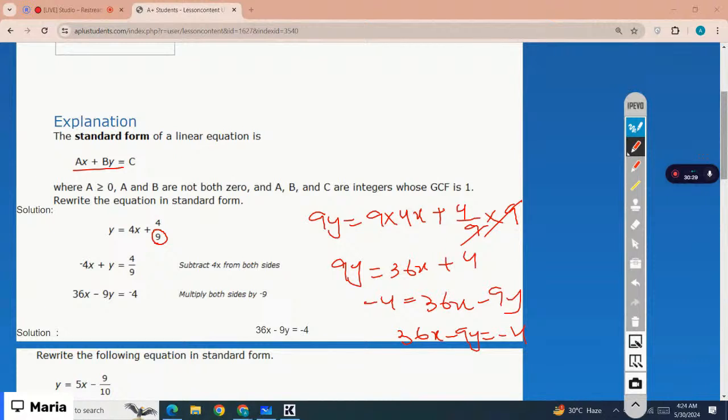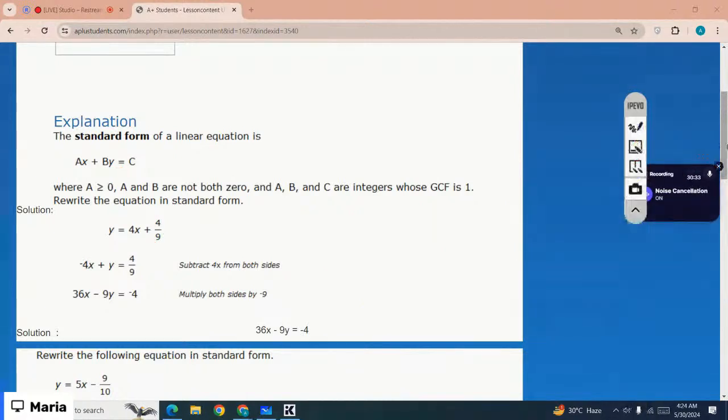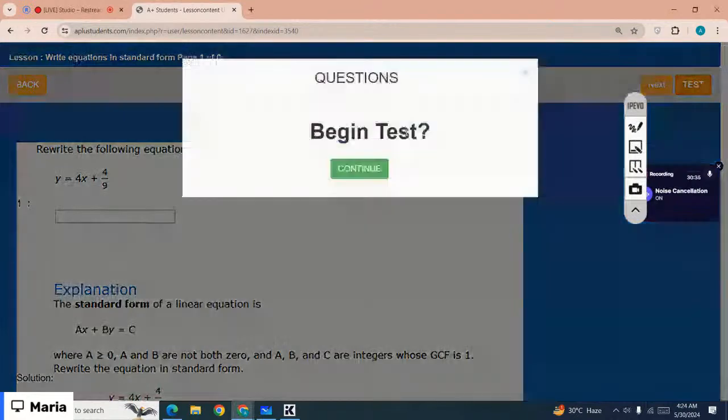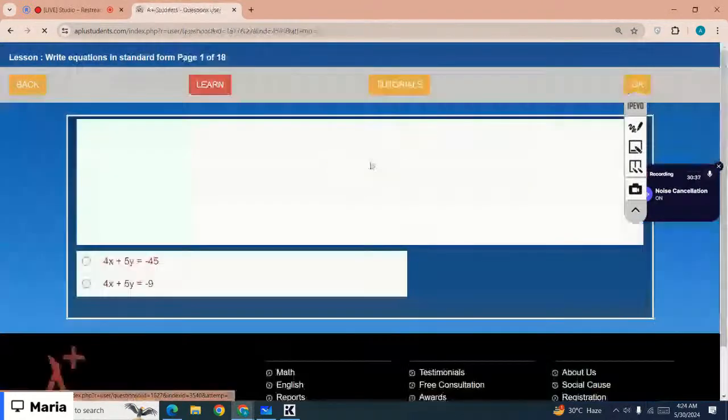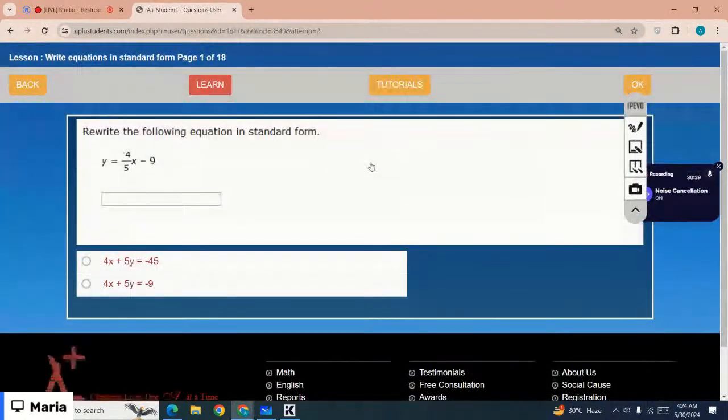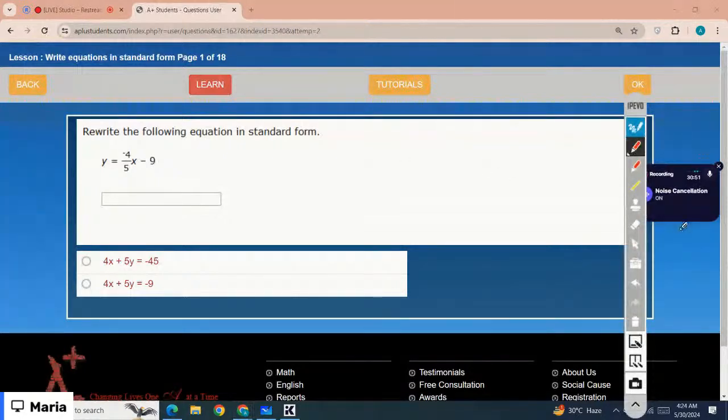Okay, let's just start with the test questions. y equals negative 4 by 5x plus minus 9. So you need to write this equation in the standard form, that is ax plus by equals c.